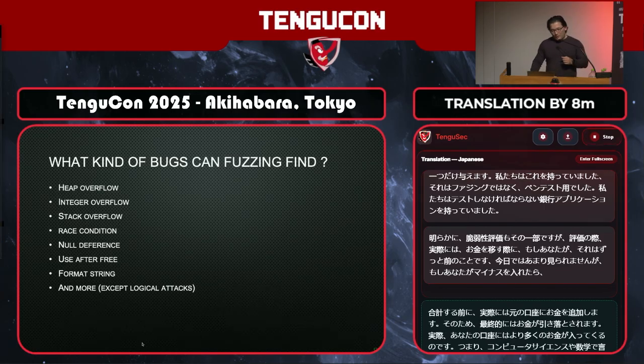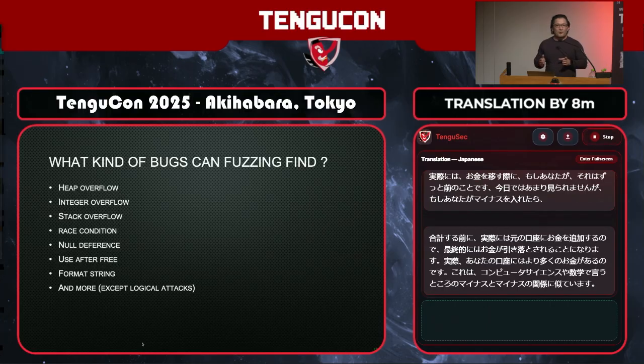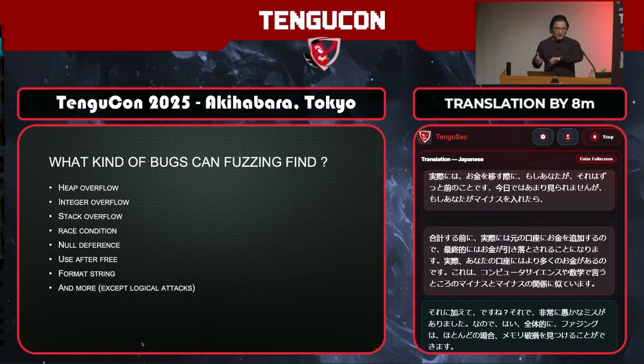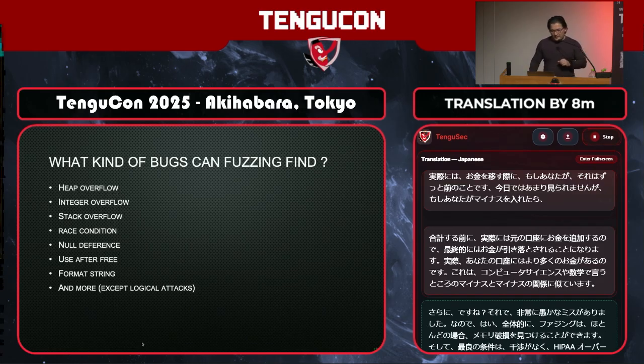So yes, overall, fuzzing can find, the majority of the time, memory corruption, race conditions, null dereference and heap overflow, but it's not going to find you some very critical logic-based attacks.